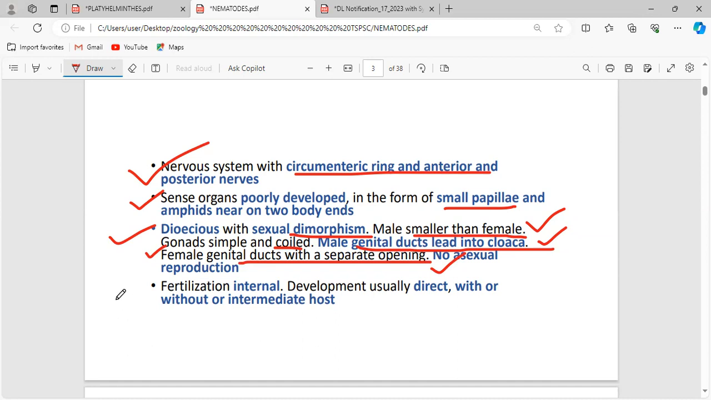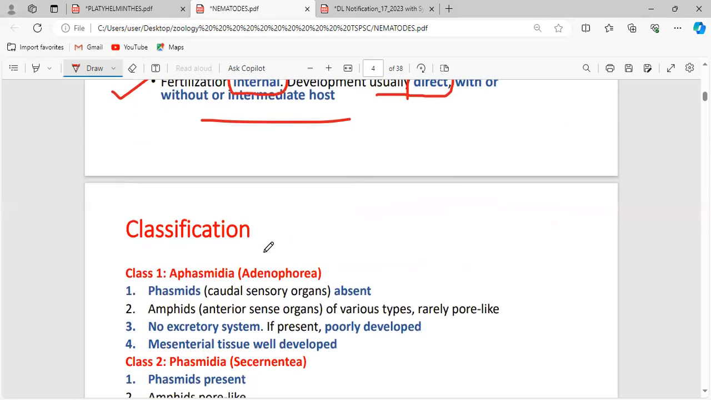And what is the type of sexual reproduction? Internal fertilization. As they are well developed organisms, the fertilization is definitely internal. The young ones develop, the embryo develops within the body of the female, and the development is usually direct, with or without an intermediate host. It may be monogenetic, it may be digenetic, but the development is direct, with no larval stages.